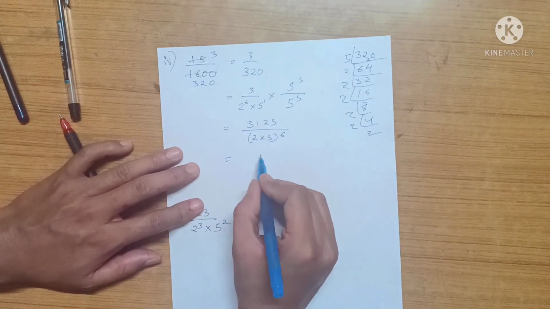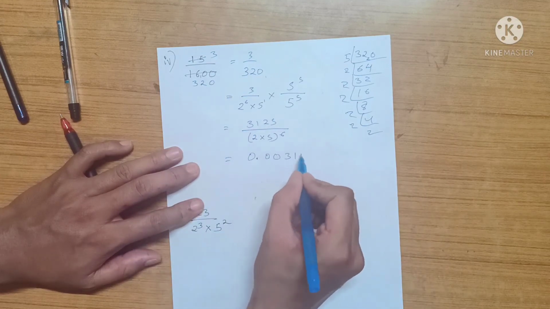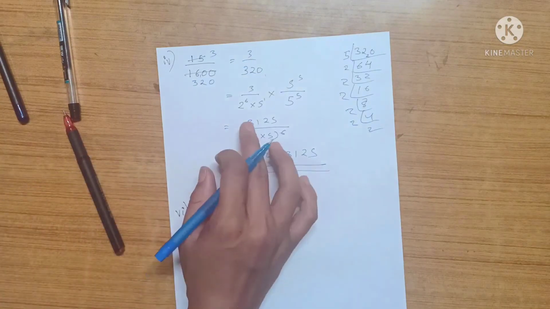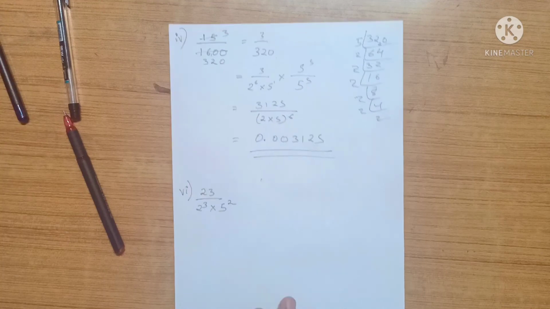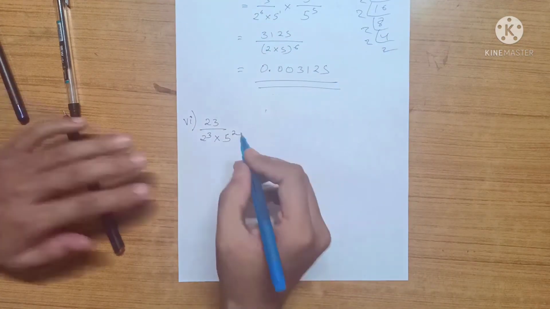This will become 10 to the power 6, which means after the point there should be 6 numbers. So 1 2 3 4 5 6. After the point there are 6 numbers. Since there's 4, I put 2 more zeros. Anyway, number 5, also try it on your own.